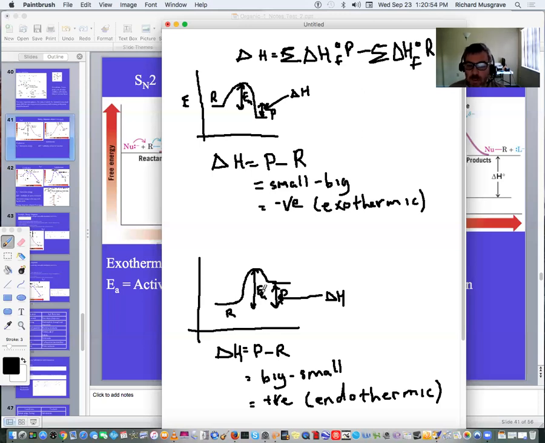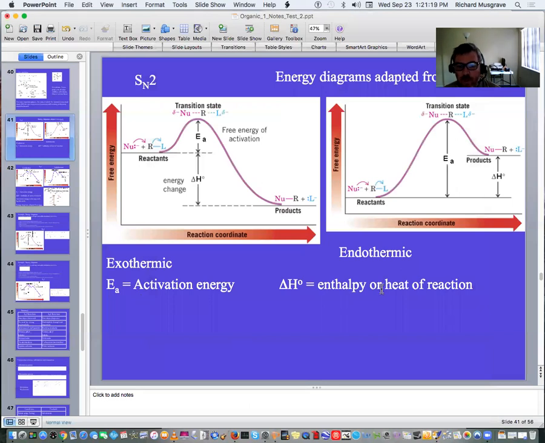The EA is what it says it is, the activation energy, the energy required to make the reaction go, the energy required to get to the top of the hump. Just imagine it as rolling a ball up a hill, having put enough energy in to get to the top of the hill and come back down. All right, so that's just to give you the lay of the land there with the EA and the delta H.